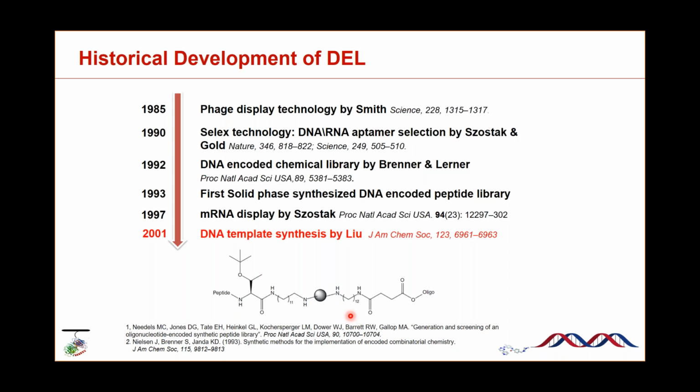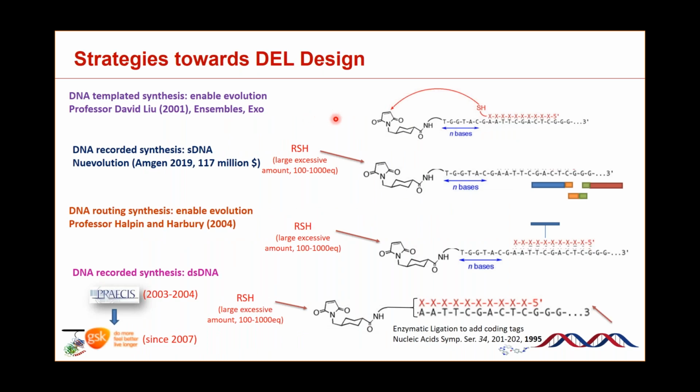But unfortunately, because sequencing was very expensive at that time, nobody really realized its significance until 2001, when Professor David Liu came up with DNA-templated synthesis. Basically, you can take advantage of proximity to bring two reagents close together to have a good reaction. The original design is very elegant, and it could enable evolution. But the problem is that you always need to couple the reagent with oligos, which makes library production very complicated and not easy for bigger library synthesis.